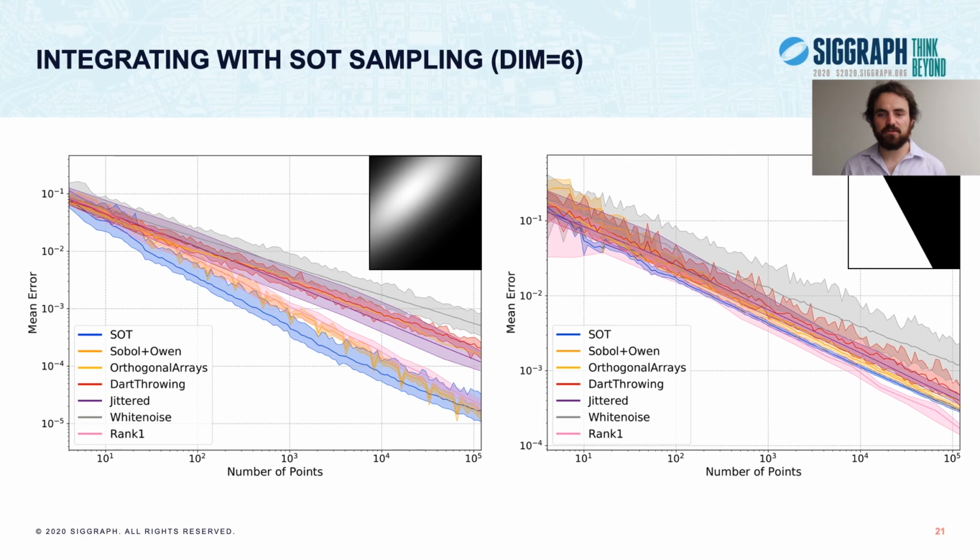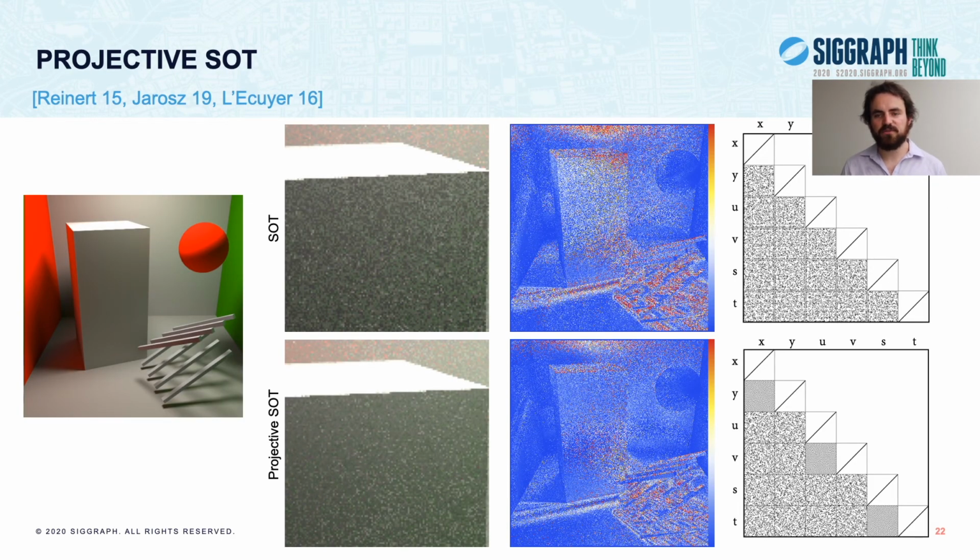To use our samples in rendering, we still need an additional property. When you do rendering, you use your first two dimensions, here x and y, to sample the screen space. And then you use the next two dimensions to sample the first bounce direction. And then you use the last two to sample the light.